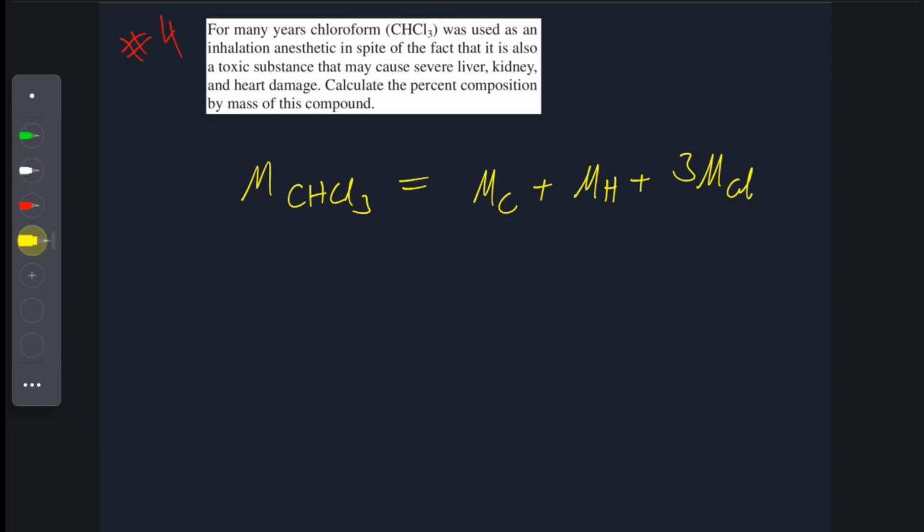If we make the calculation, we have 1 carbon, and 1 carbon molar mass is 12.011 gram per mole, and hydrogen is, there is only 1 hydrogen, and the molar mass of the hydrogen is 1.00784 gram per mole.